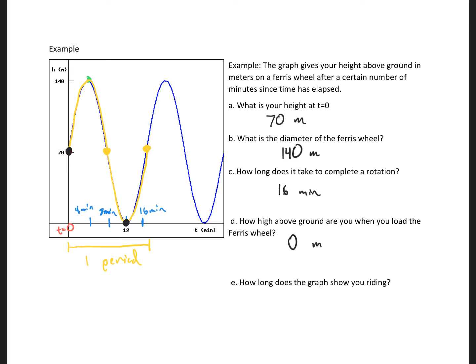And then lastly, how long does it show you riding the graph? Notice we've done, in my yellow tracing, one full period, which we said was 16 minutes. If you continue that again, you would complete a second period. So we've ridden for 2 total periods. If one period is 16 minutes, and we've done 2, 16 times 2, we've ridden for 32 minutes in the graphed area.